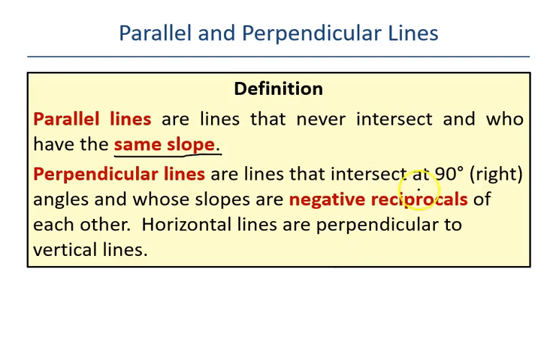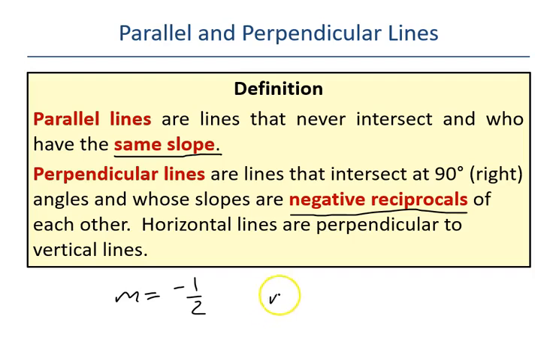Perpendicular lines are lines that intersect at 90-degree angles and whose slopes are negative reciprocals of each other. So I'm going to give you an example of what a negative reciprocal is. Let's say we have m = -1/2. There's our slope. To get the negative reciprocal, so that we have a line that's perpendicular, we literally invert this, and if this is negative, make it positive. You're literally just going to make it the exact opposite.